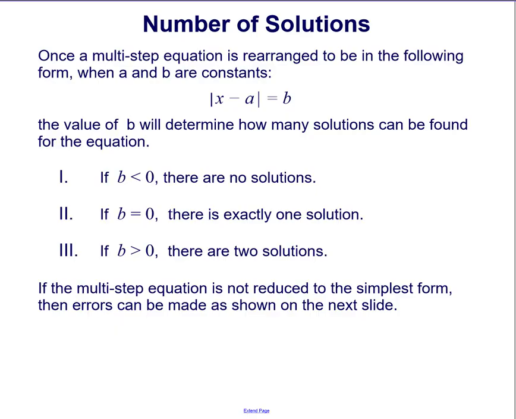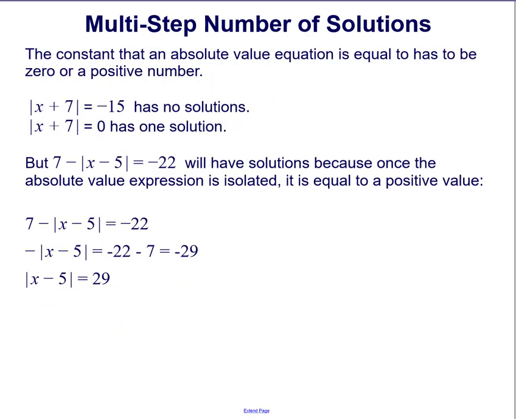If a multi-step equation cannot be reduced to the simplest form, then errors can be made as shown on the next slide. The constant that an absolute value equation is equal to has to be 0 or a positive number. If we have the absolute value of x plus 7 is equal to negative 15, that will not have solutions because there isn't a number in the real number system that I could put in for x that will give me negative 15 for an answer. Absolute values are never negative. By definition, they can't equal a negative number.